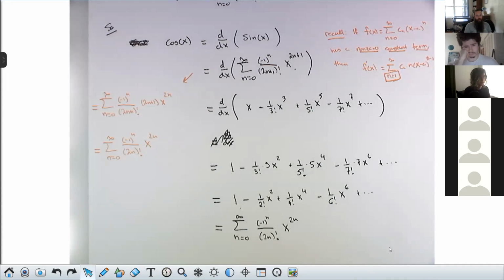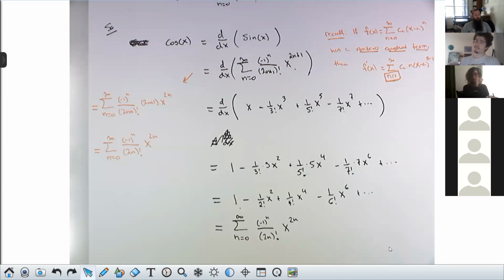We got to a good question in the chat there. What about power series for tangent? We got sine, we got cosine, we got e to the x, log x, arctangent. You could get a power series for tangent by dividing the power series for sine by the power series for cosine. But dividing and multiplying power series is actually really hard.